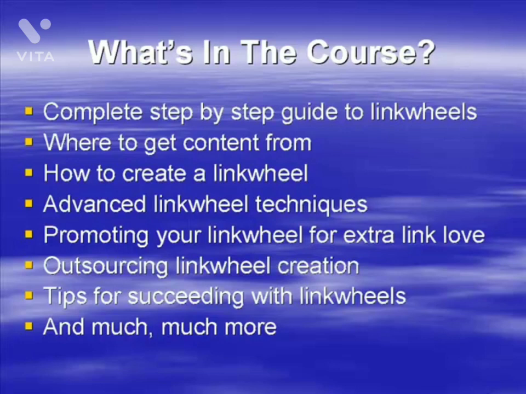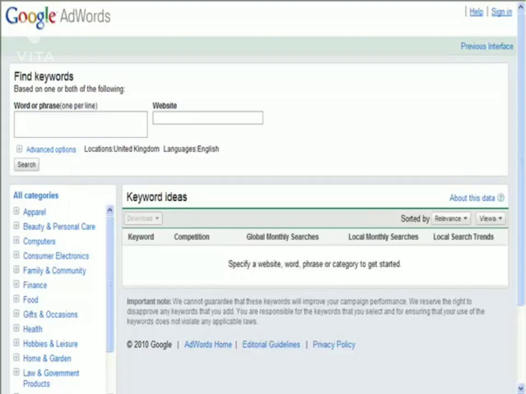We're going to start talking more about link wheels right now, and I'm going to show you a picture of a link wheel and tell you more about how they actually work. So keyword research for a link wheel is pretty much the same as it is for a normal website. You come to the Google external keyword tool or whatever your particular favourite tool is and do some searches.